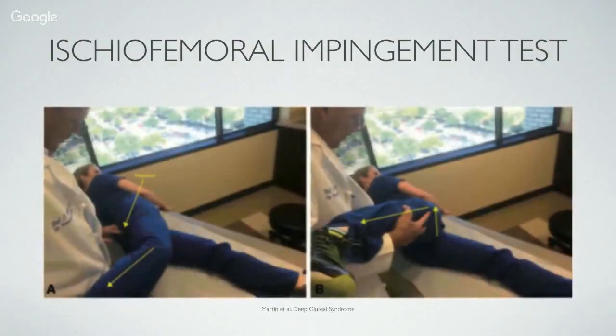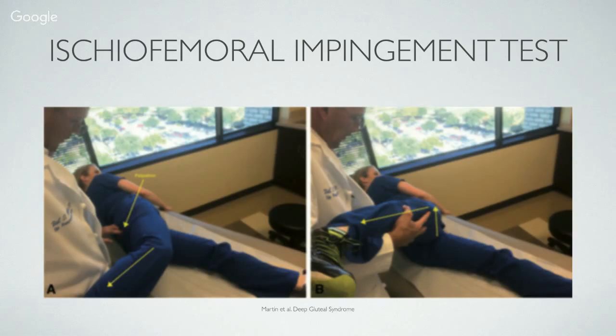So for ischiofemoral impingement, for the test, you would have the patient lie in the lateral decubitus position. You would take the patient's affected limb, which is on top here. You're going to extend the leg at the hip, with 0 degrees of abduction and adduction. And that should recreate the patient's pain. That would be a positive test.